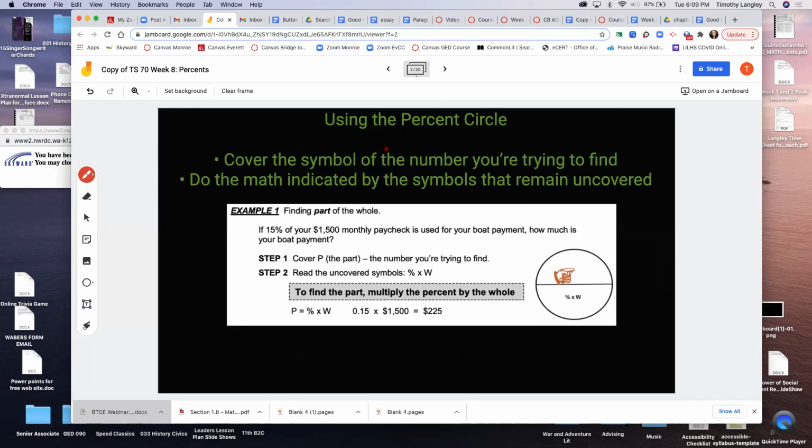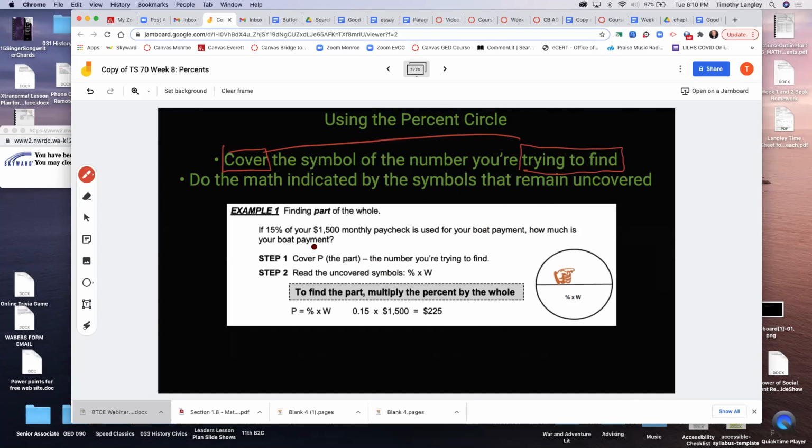Now, this is how they train people to use this method of the percent circle. Cover the symbol of the number you're trying to find. That's the key. That's the one you're going to cover up, and then do the math indicated by the symbols that remain uncovered.